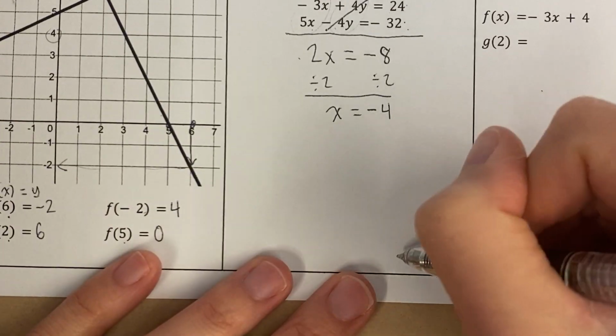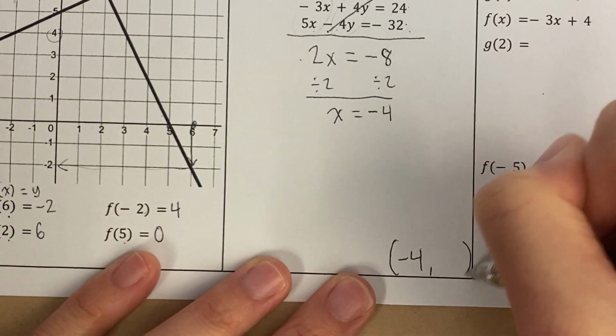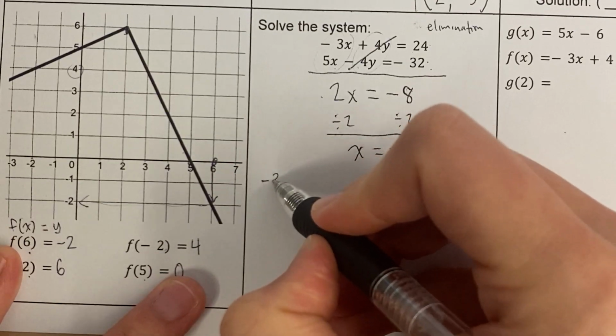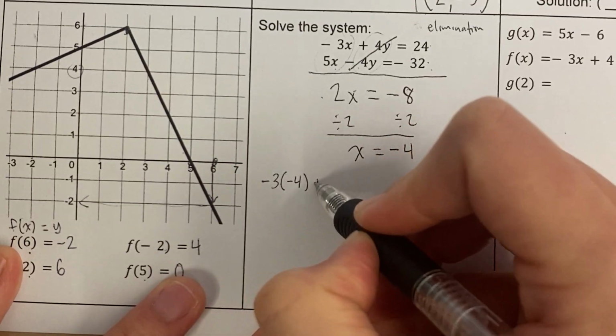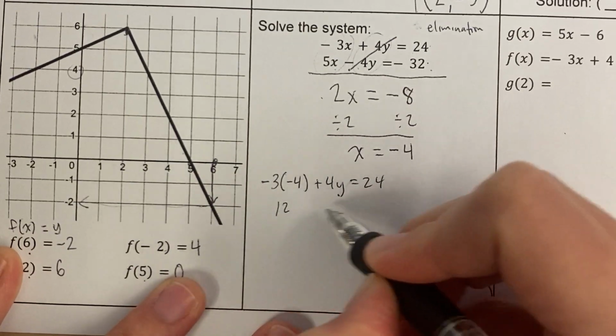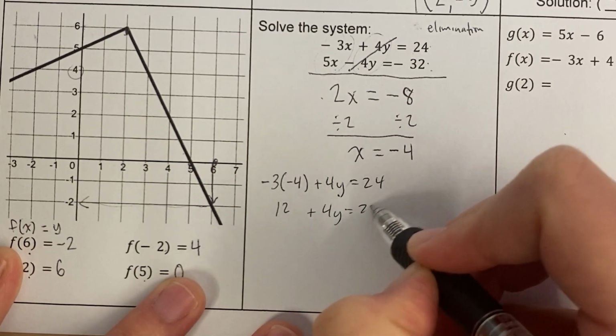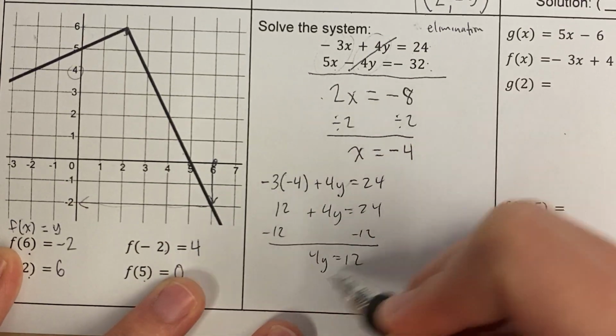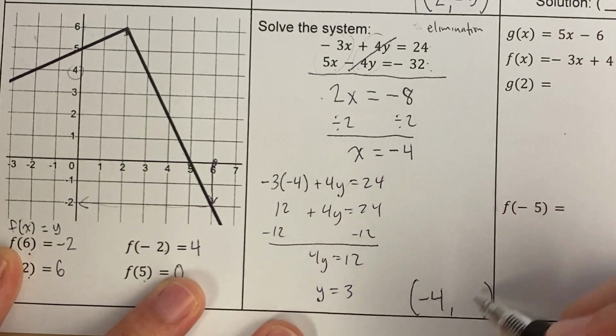Okay, so remember, with systems, I need an x value and a y value. So if I only have an x, I'm going to plug back in. It doesn't matter which equation I plug back into, but I'm going to go ahead and find y. So this is positive 12. Negative times negative is positive. Okay, divide by 4. I get y equals 3.